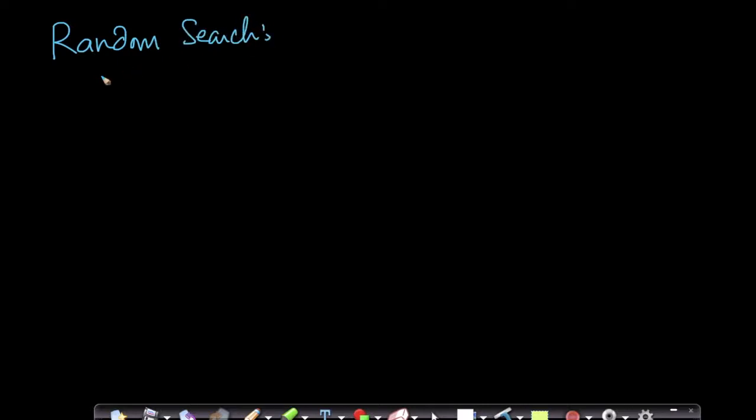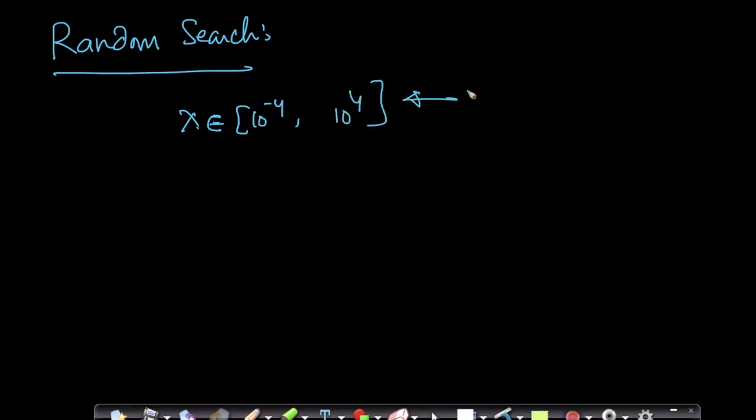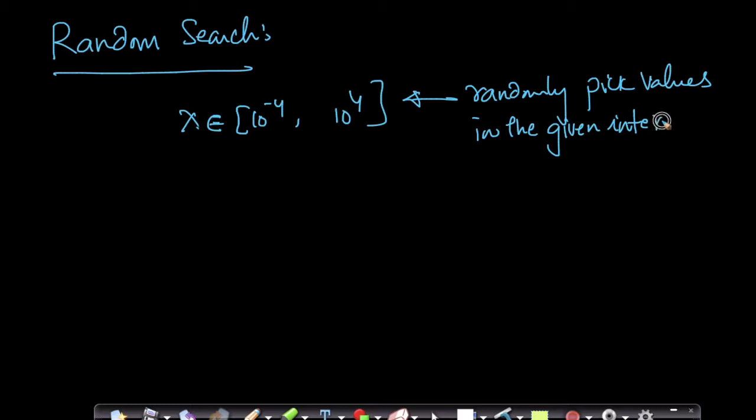As the name suggests, it does exactly that. Suppose I have only one hyperparameter lambda, and I want to do random search on it. I will say that the values lie between 10 power minus 4 and 10 power 4. Then we randomly pick values in the given interval and we try them.